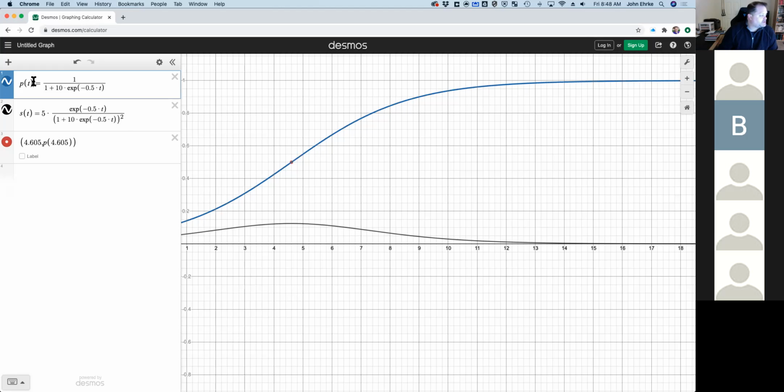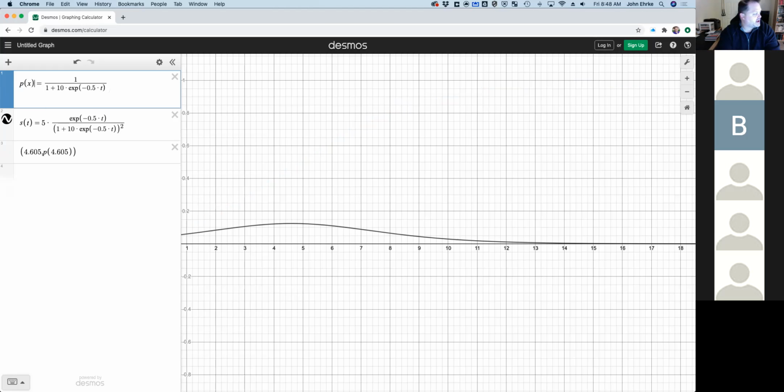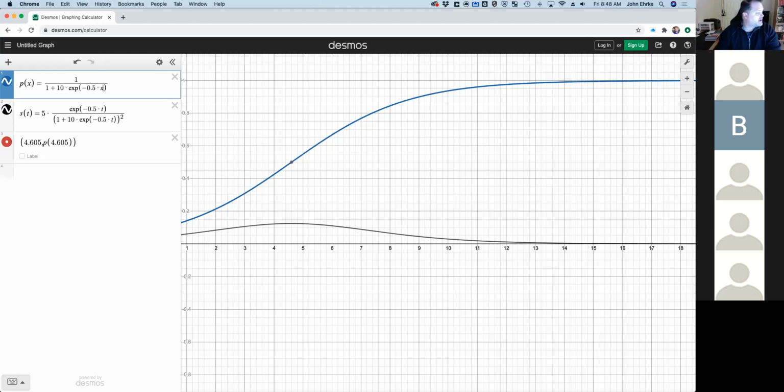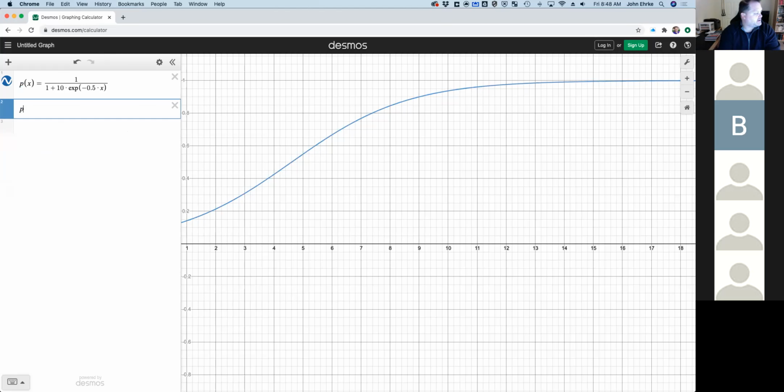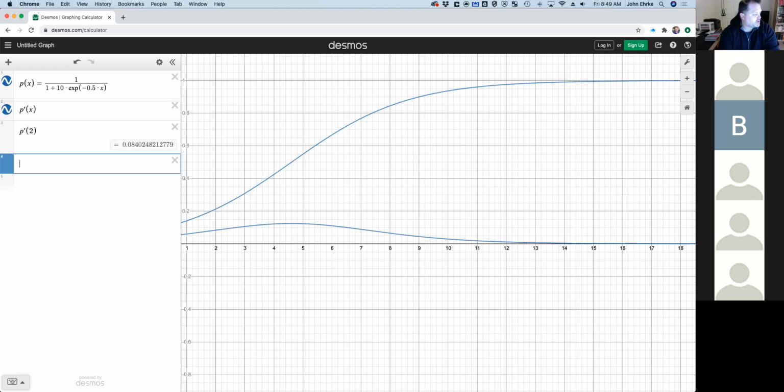In fact, if I wanted to, I could have gone back and written this as a function of x so that I could use Desmos to take the derivative. And rather than calculating the derivative by hand, I could have just said, calculate the derivative, p prime of x. What is p prime at 2? So that's how quickly the rumor is spreading at, what were my units for time here? Hours. So that's how fast the rumor is spreading 2 hours later.